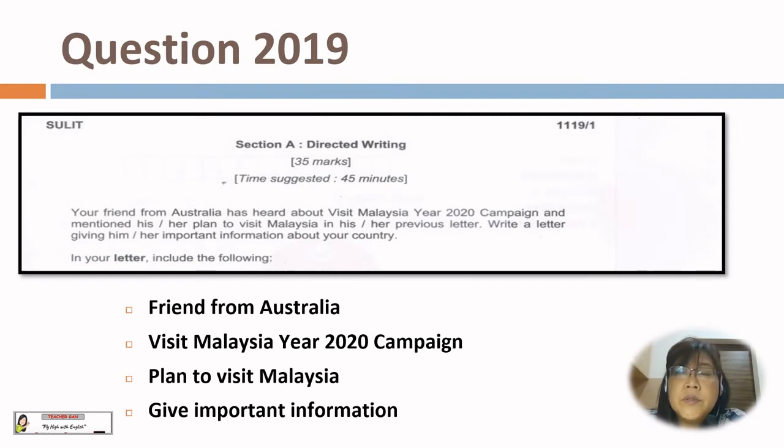We have a question here, which is the SPM English 1119/1 paper 1. Okay, let's look at the question. Your friend from Australia has heard about Visit Malaysia Year 2020 campaign and mentioned his or her plan to visit Malaysia in his or her previous letter. Write a letter giving him or her important information about your country. So you must remember that it is a friend from Australia and it is Visit Malaysia Year 2020 campaign, and then you have to explain the friend is planning to visit Malaysia, and then you have to give important information.